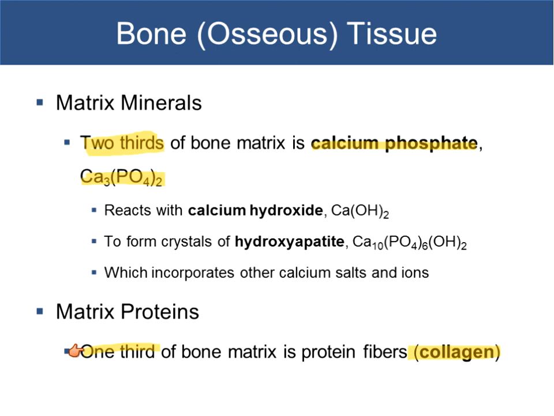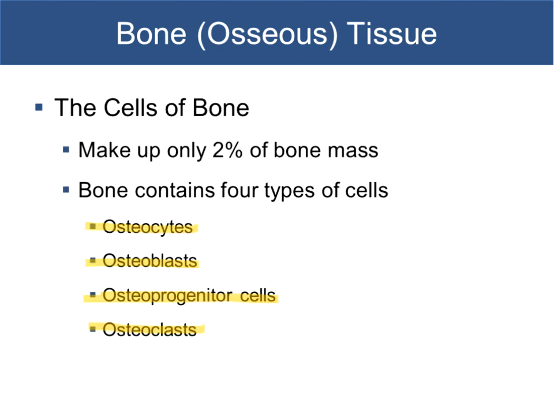The calcium phosphate, its job is to make sure that the bone is nice and hard. If the bone consisted of only collagen fibers, it would be very floppy and very flexible, but it wouldn't be able to withstand a lot of body weight. So both portions of the matrix are equally important. 1/3 collagen, 2/3 calcium phosphate. Now the other cells that make up the bone.